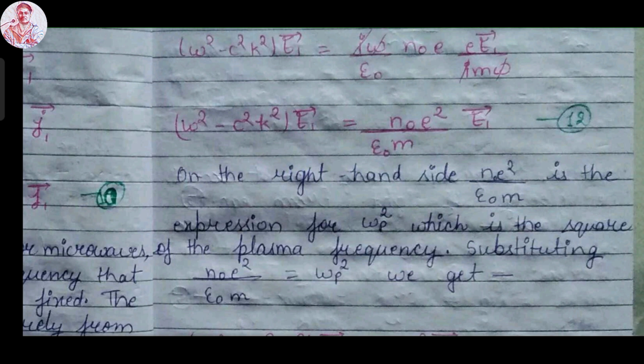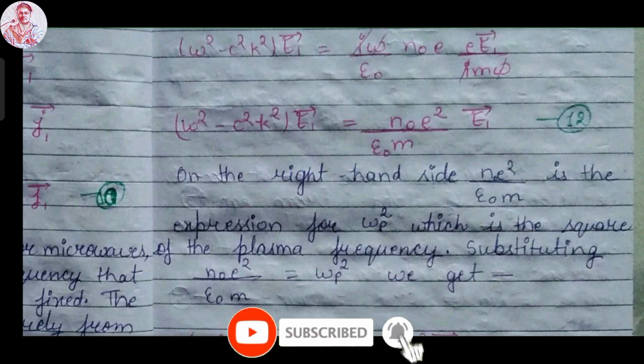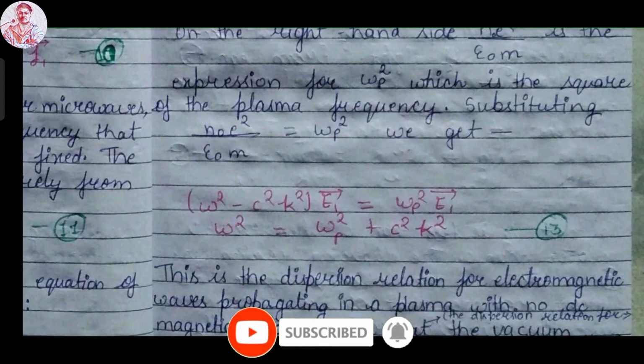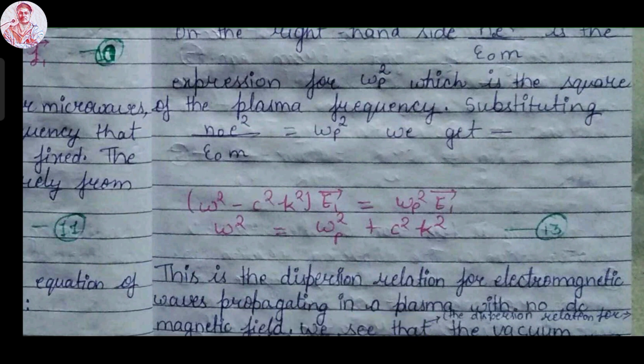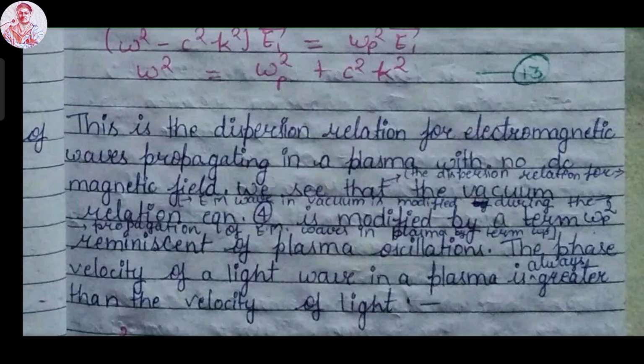On the right hand side, n0 e square by epsilon naught m is the expression for omega p square, which is the square of the plasma frequency. Substituting this, omega p square is n0 e square by epsilon naught m. Then we get (omega square minus c square k square) vector E is equal to omega p square vector E, which means omega square is equal to omega p square plus c square k square. Let's take this as equation number 13.